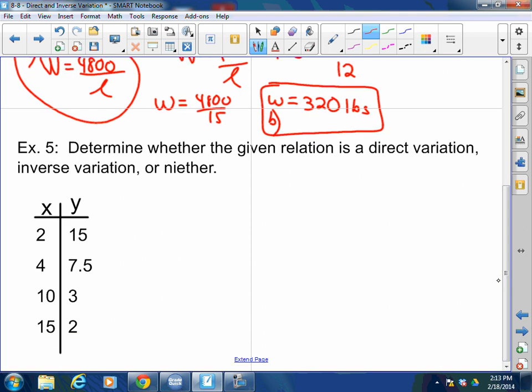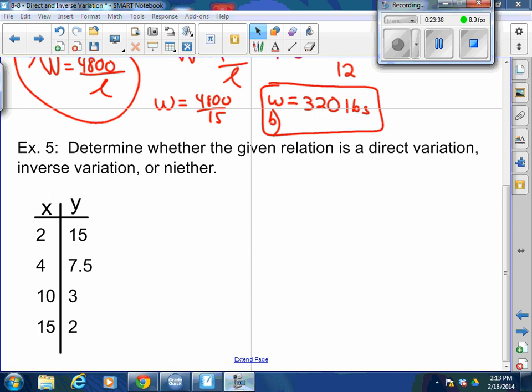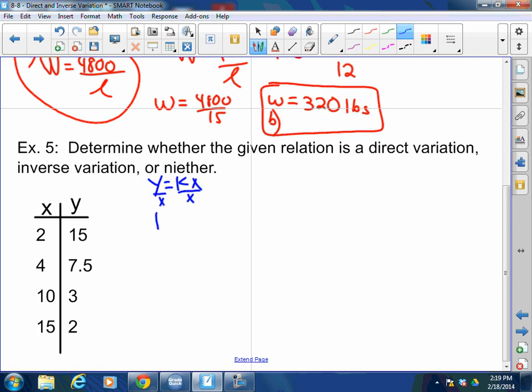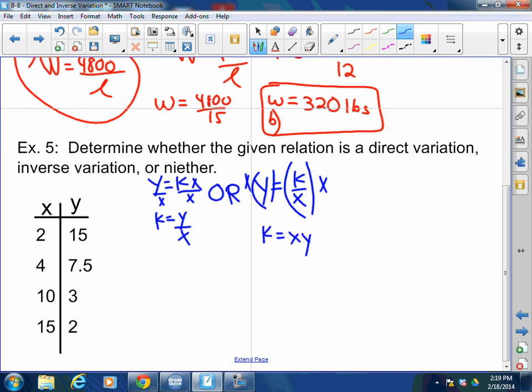Determine whether this gives you a direct variation, inverse variation, or neither. A lot of people can get confused. But remember, you either have direct variation, which is y equals kx, where k is y divided by x, or it's going to be inverse, which is y equals k over x, where k equals xy. Whichever one of these is constant all the way through is your indicator of the type of variation it is.